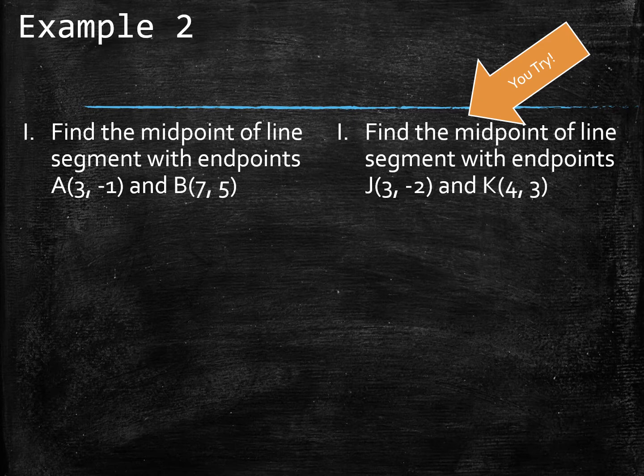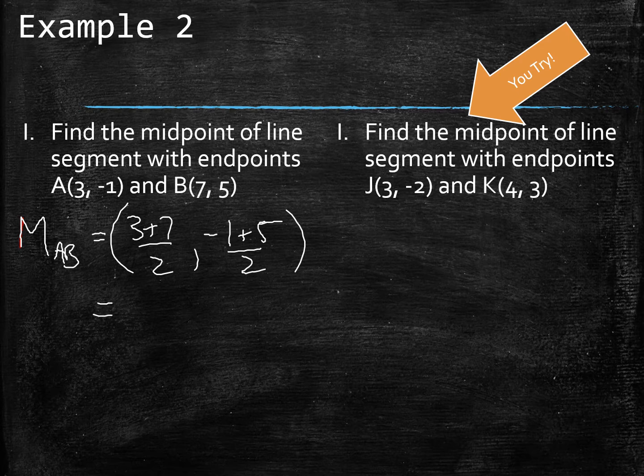Our next example, now there's no picture. I give you the coordinates, so find the midpoint of the line segment with endpoints A and B with the coordinates shown. Exact same formula, capital M, A, B, by 2 x coordinates, 3 plus 7 divided by 2, and my 2 y coordinates, negative 1 plus 5, divided by 2. 3 plus 7 is 10, 10 divided by 2 is 5. Negative 1 plus 5 is 4, 4 divided by 2 is 2.